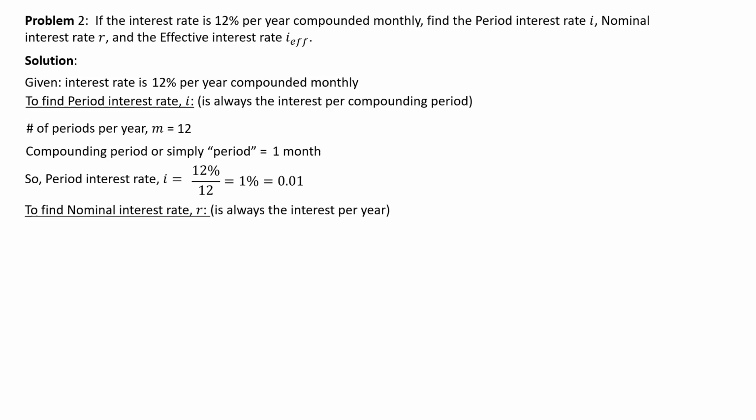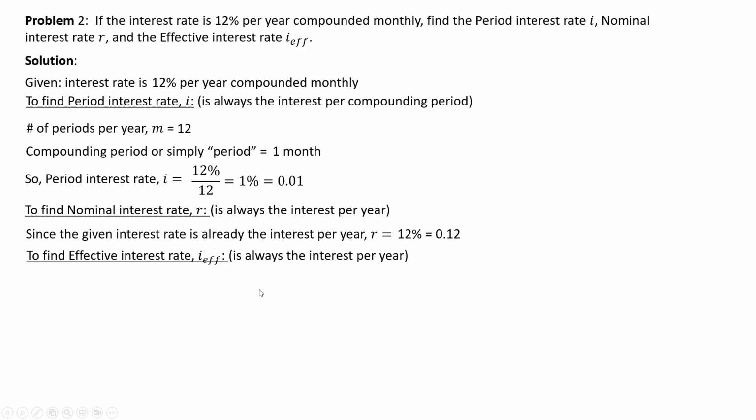Cool? All right. To find the nominal interest rate R, now is always the interest per year. Since the given interest rate is already the interest per year, you simply say R equals 12% or 0.12. Straightforward, right? Okay, effective interest rate.